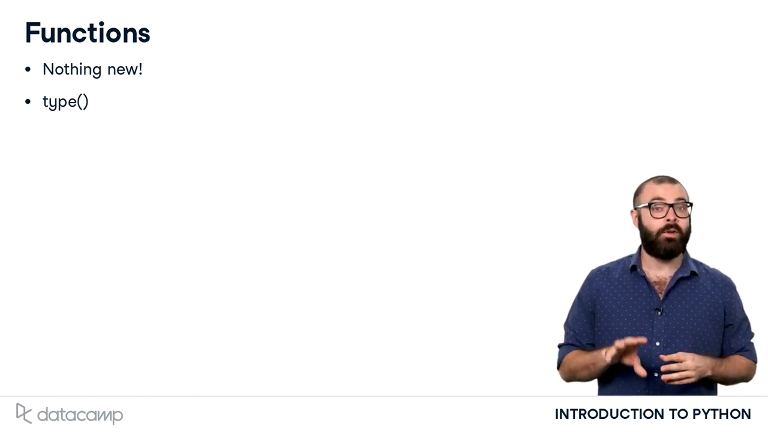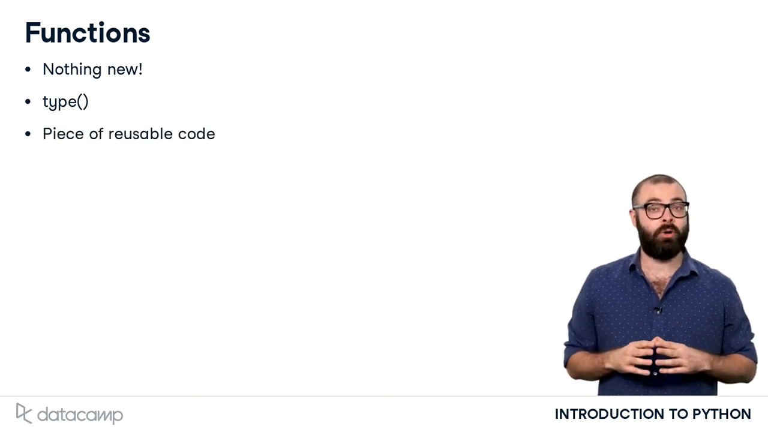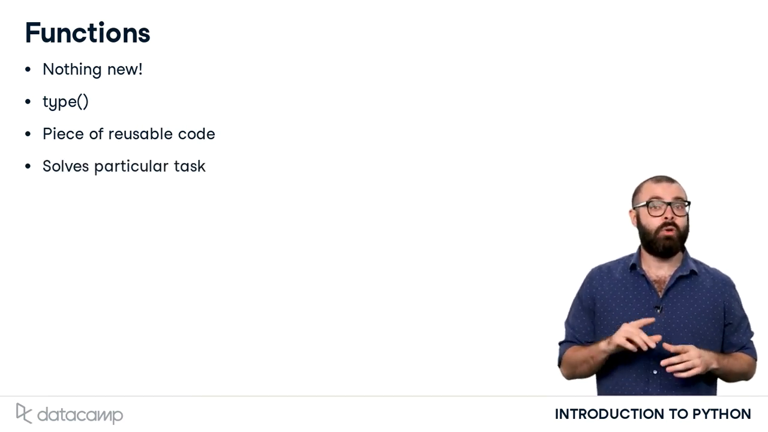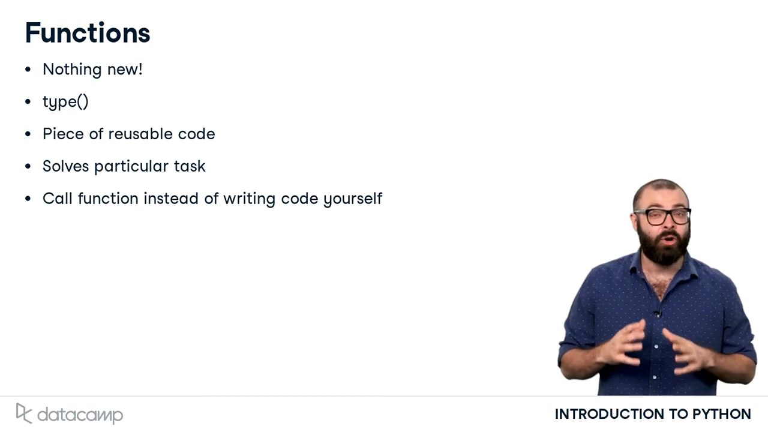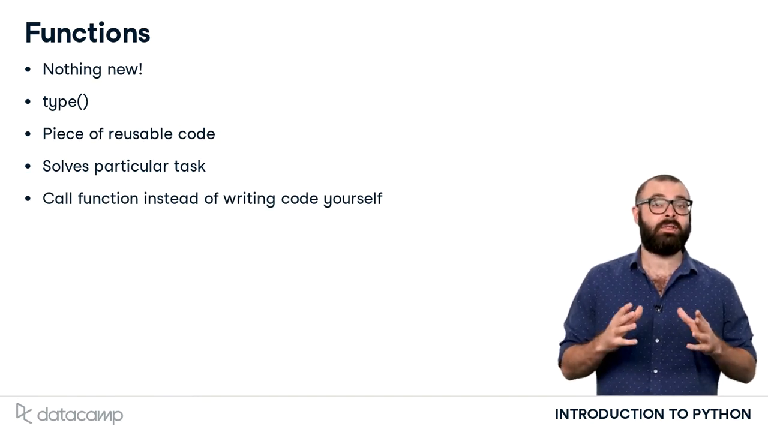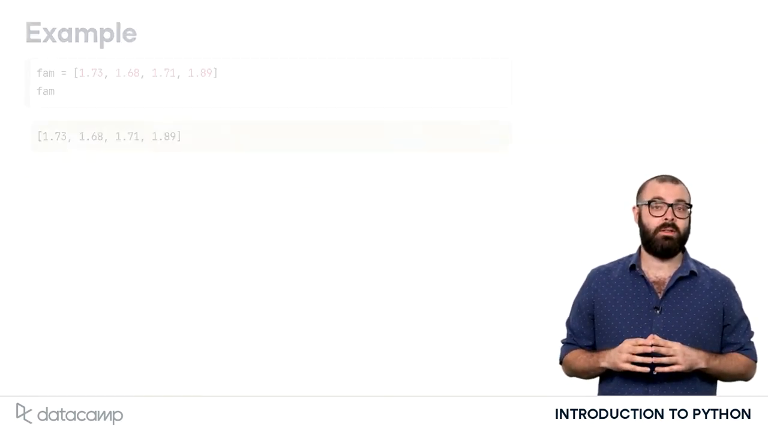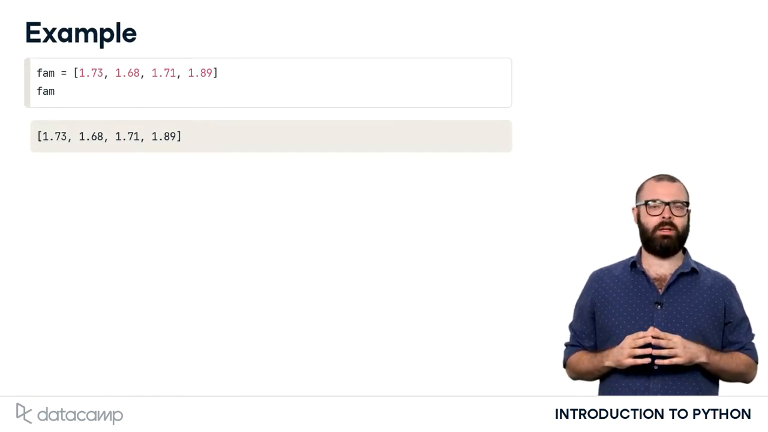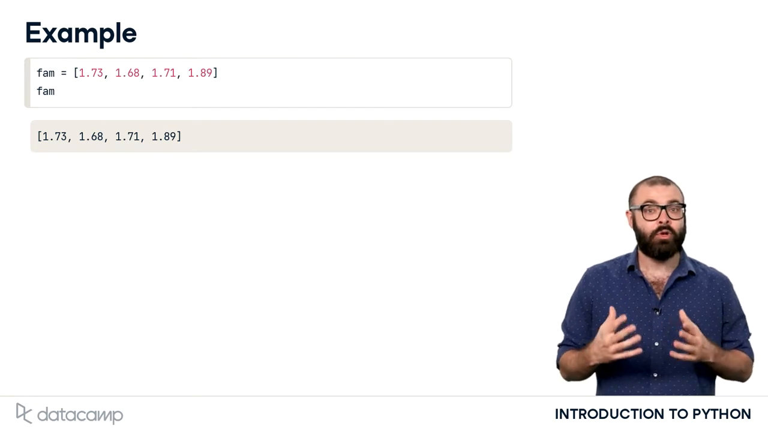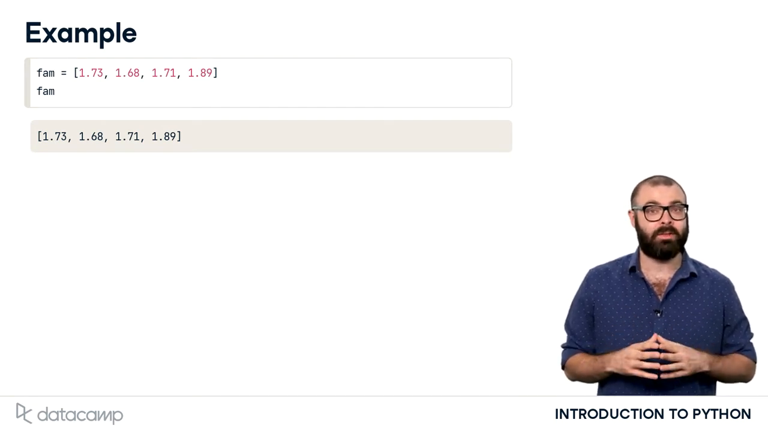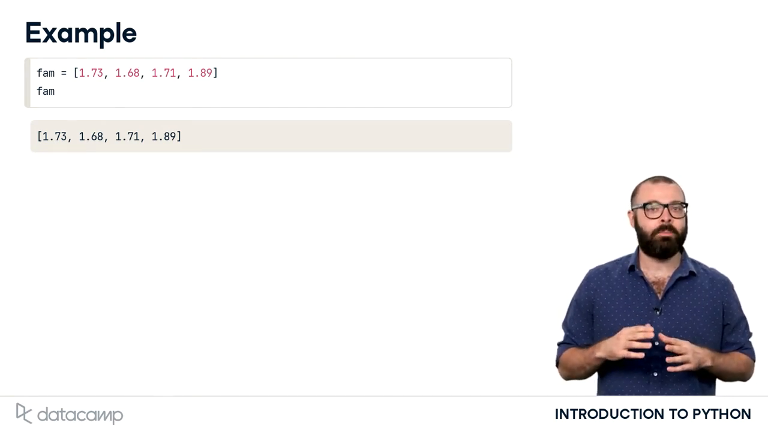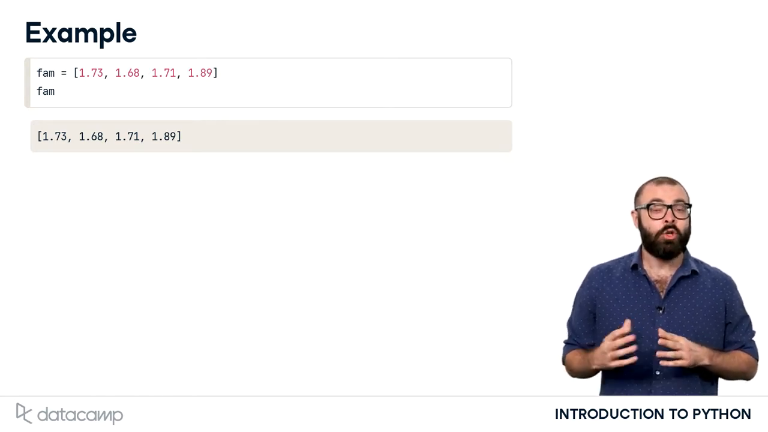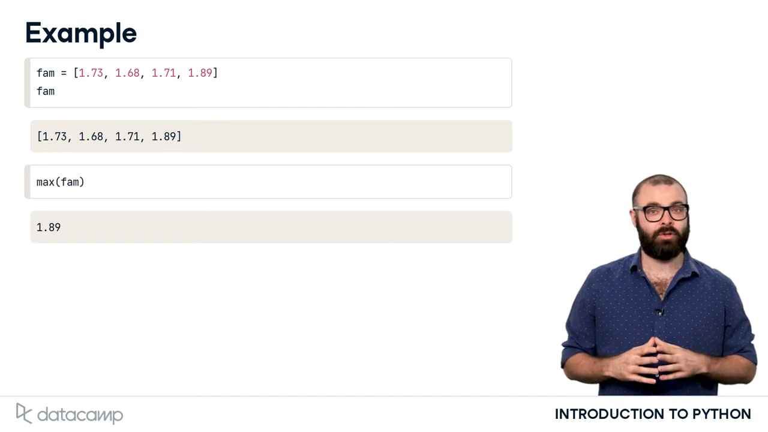Simply put, a function is a piece of reusable code aimed at solving a particular task. You can call functions instead of having to write code yourself. Maybe an example can clarify things here. Suppose you have the list containing only the heights of your family, fam, and say that you want to get the maximum value in this list. Instead of writing your own piece of Python code that goes through the list and finds the highest value, you can also use Python's max function.